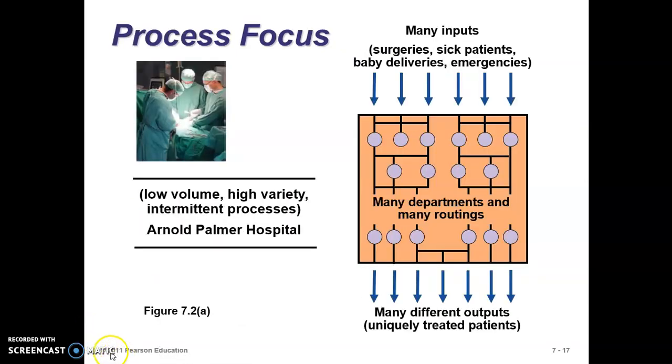Okay, this is what we can see in process focus, whereby they have many inputs. Inputs consist of surgeries, sick patients, baby deliveries, emergencies. So we have so many inputs, and at the end we have many different outputs. For process focus, the key is low volume but high variety, or an intermittent process. High variety in terms of many different outputs of uniquely treated patients.